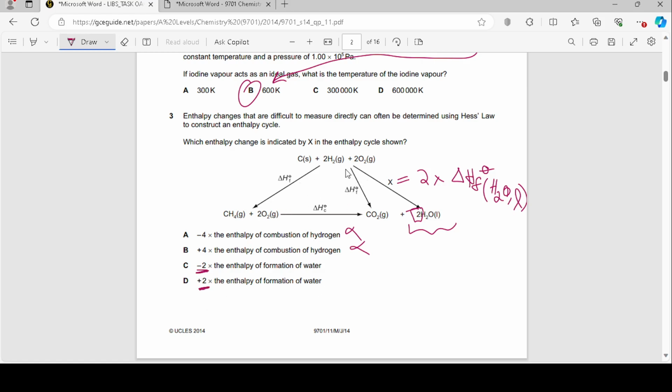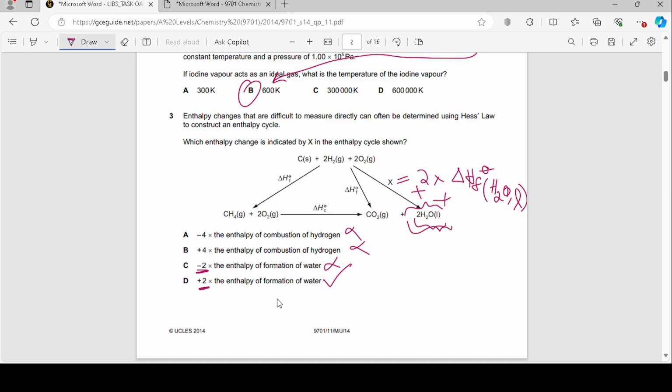Well, I'm going in this direction, am I not? I mean, it should be plus, should it not? Plus 2 times the enthalpy of formation of water. I don't see any reason for it to be minus if it's going from the hydrogen and oxygen side to the water side, and it's going in this direction. The X is the same direction as that, because the enthalpy of formation means that you're forming something.